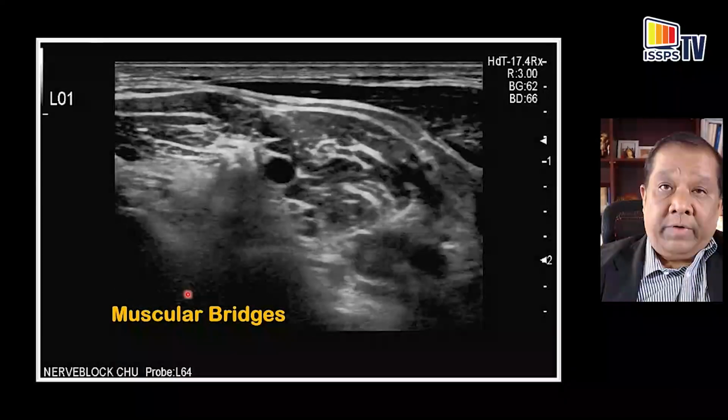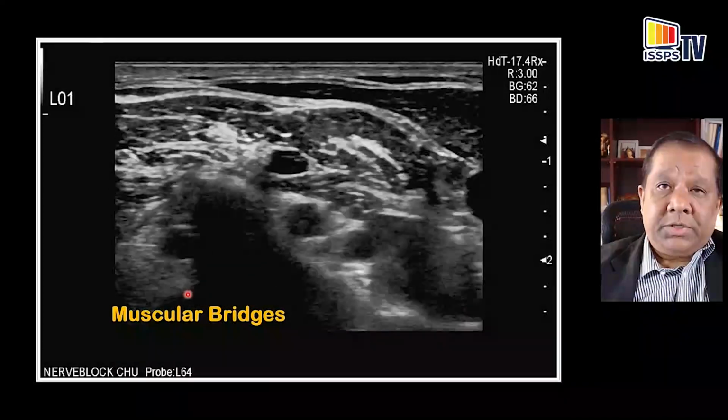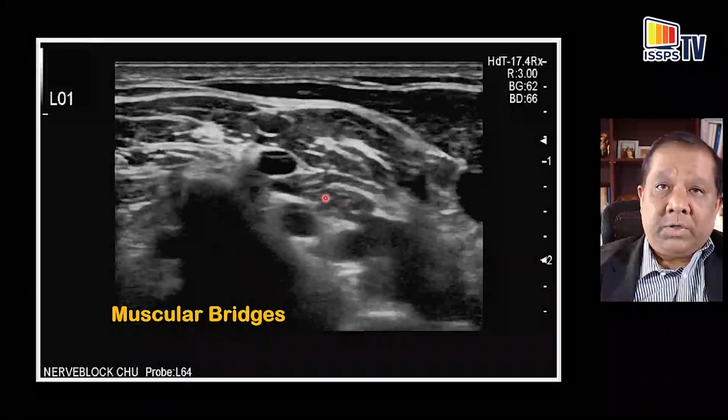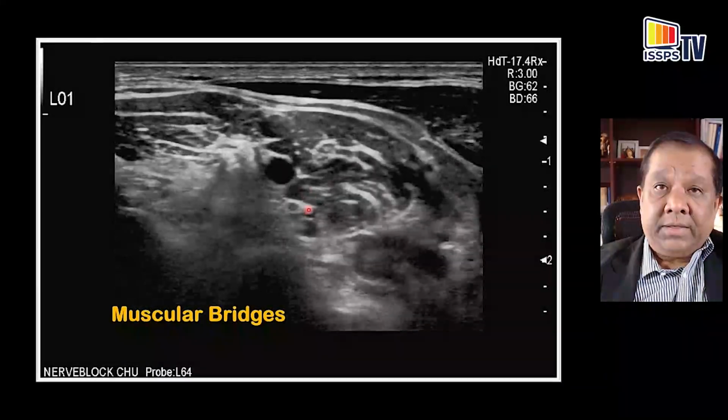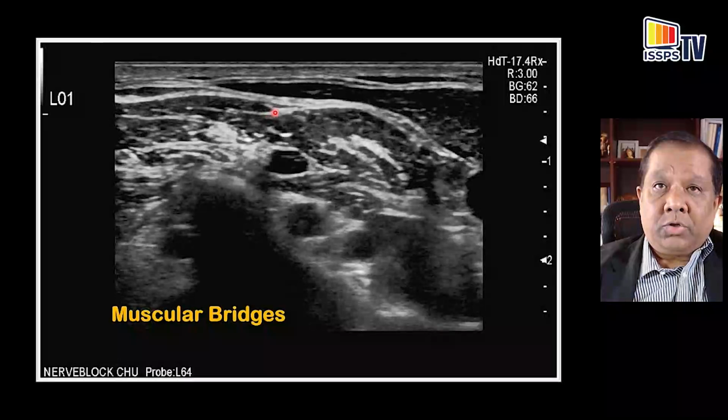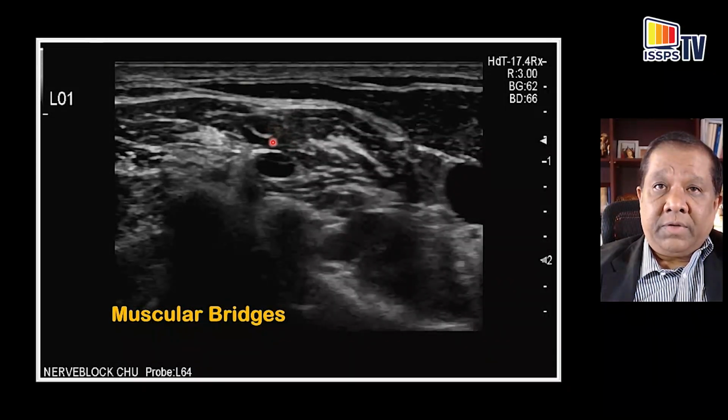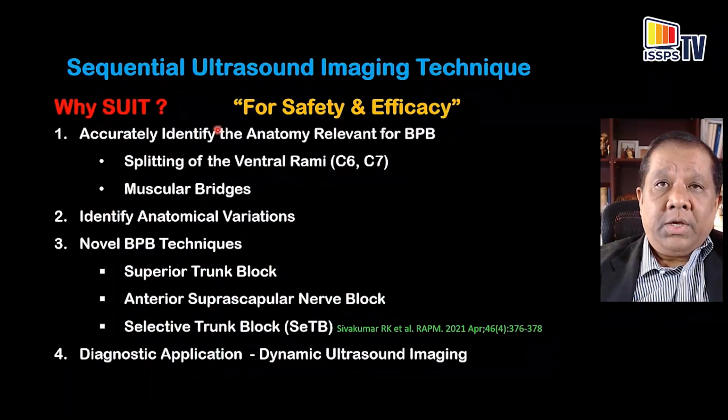Muscular bridges are also very common, as you can see here. There is a large muscular bridge between the C6 and the C7 ventral ramus. Also, if you look carefully between the C5 and C6, there's another muscular bridge located between these. So they may indeed interfere with the spread of the local anesthetic within the interscalene groove.